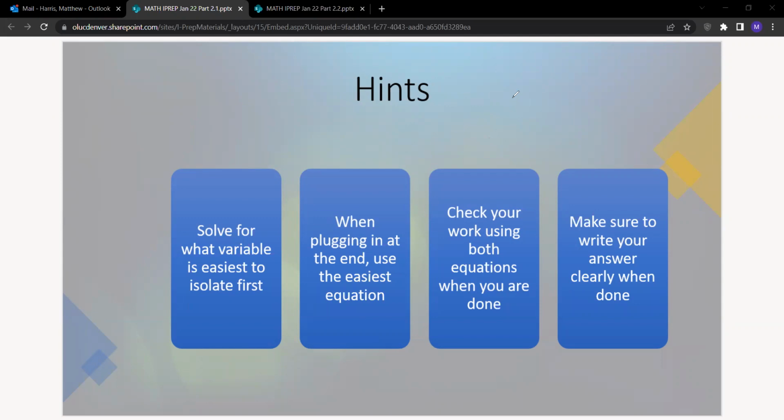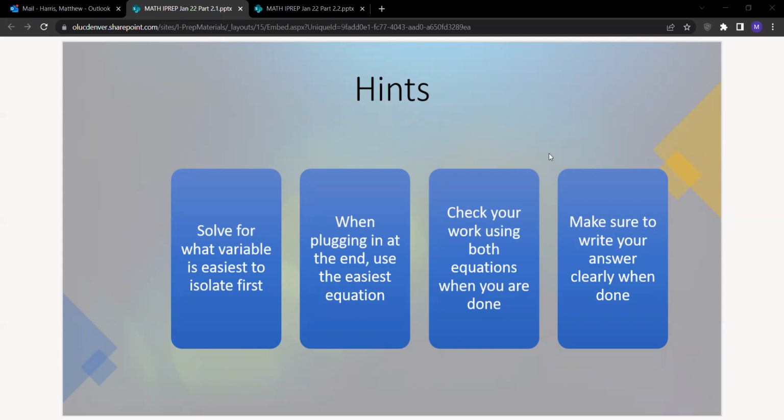The third hint is check your work using both equations when you're done. So after you finish and you get your x and your y values, plug those in. Make sure those answers line up, right? Because if you plug in x and y and your answers don't line up on either side of the equal sign, then you know you made a mistake somewhere and you have to go look for that.